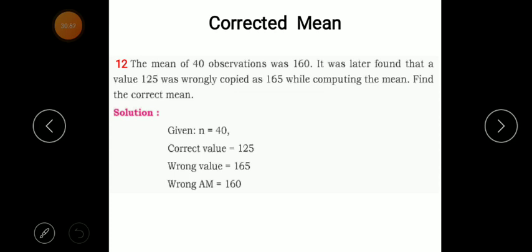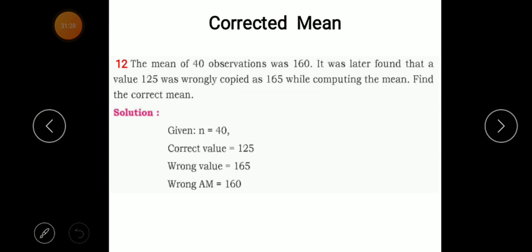Corrected means are those where, for example, you have been given 10 items and you have found out the mean in a hurry, and by mistake while noting down you noted one observation or maybe two observations wrongly, so you will get a wrong mean. What will be the actual mean when the correct values are given? That is what you have to find out. So you have to correct the mean.